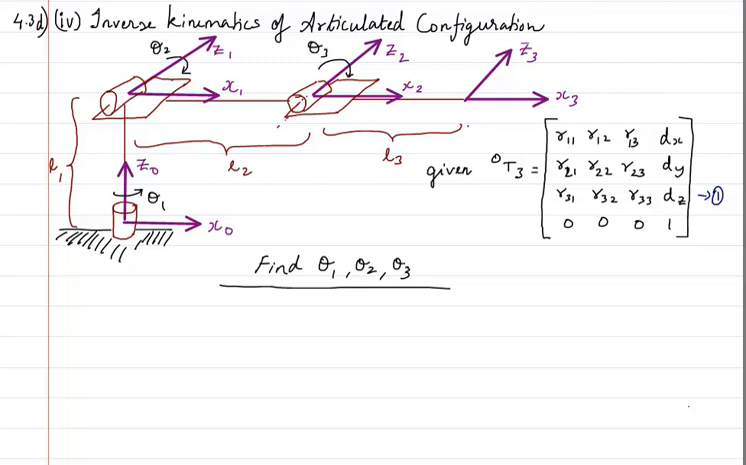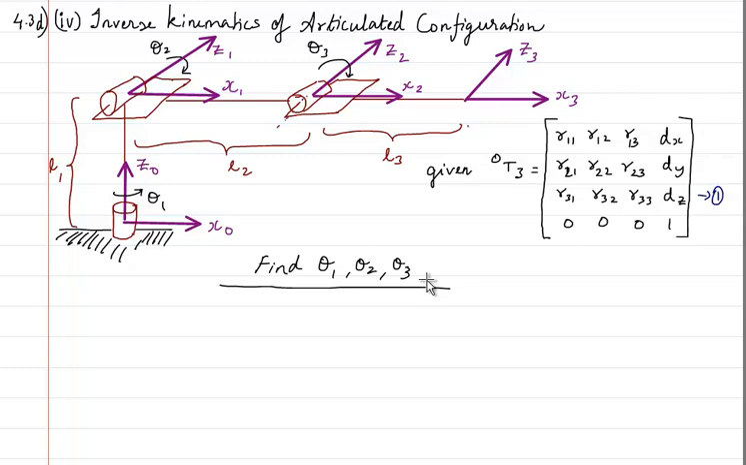Next, let us find the inverse kinematics of the articulated configuration. As you can see here, we again have a given matrix 0T3 with some numerical values. The goal is to find theta 1, theta 2, theta 3, because in an articulated configuration we all know that it's basically 3 revolute joints. Link lengths L1, L2, L3 are also given. So what remains is only to find theta 1, theta 2, theta 3.